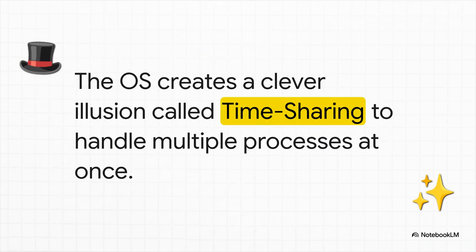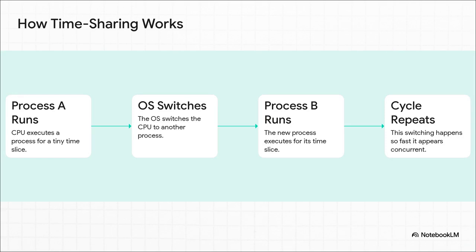The secret to how the OS pulls this off? Well, it's not actual magic, but it is a very, very clever illusion. It's a technique called time sharing. See, the OS doesn't actually run everything at the exact same millisecond. Instead, it just makes it look like it does. Here's how that magic trick works.